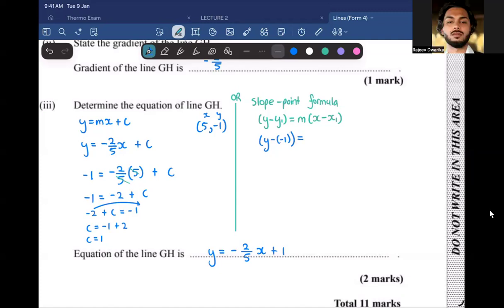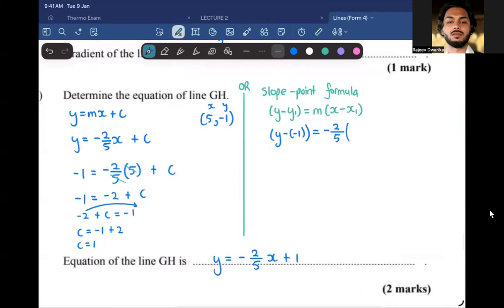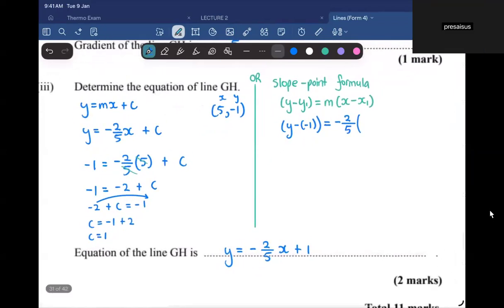And what is m? -2/5 x. No, m is -2/5. I don't know what is with me and adding the x. You need to move on. x minus 5. x minus 5.